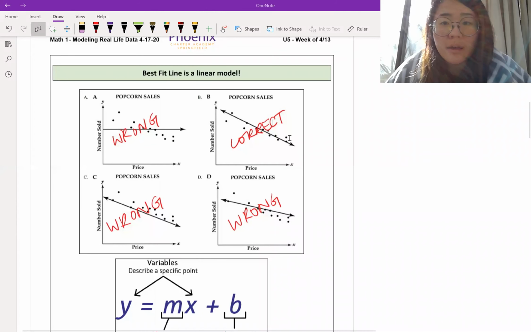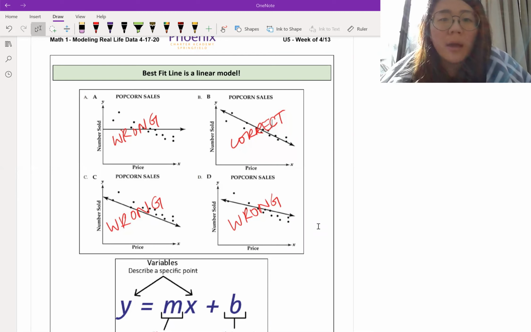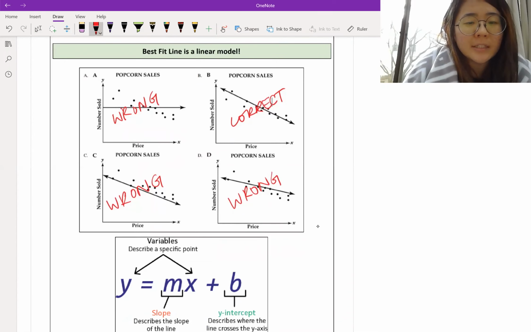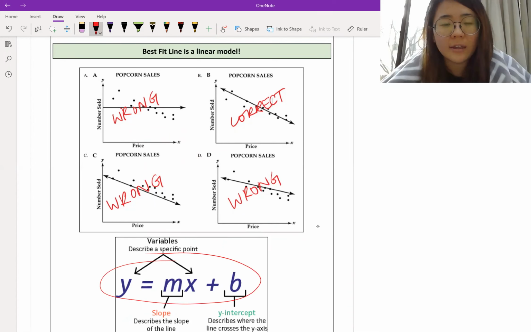All right, so this is the quick instructional video about how to identify the correct best fit line. With scatter plots, if you want to make calculations, you want to use a linear model, or a best fit line, so that you can make calculations. If you recall, the formula for a line is y equals mx plus b. Slope and y-intercept are the two things that you'll probably look for in the next video, and it also includes our variables y and x.